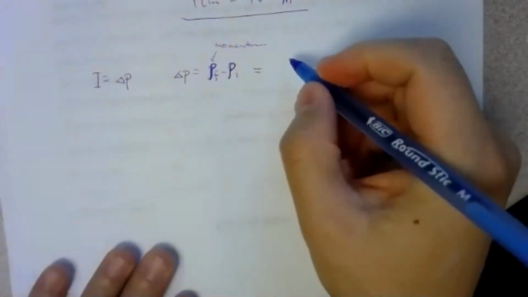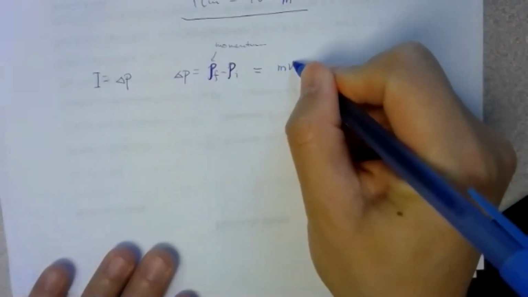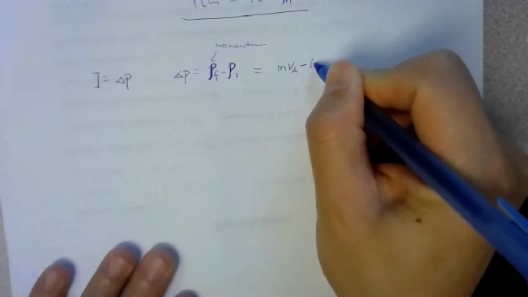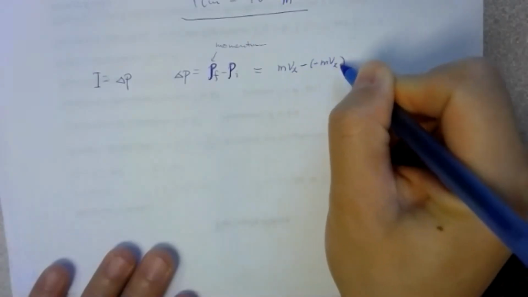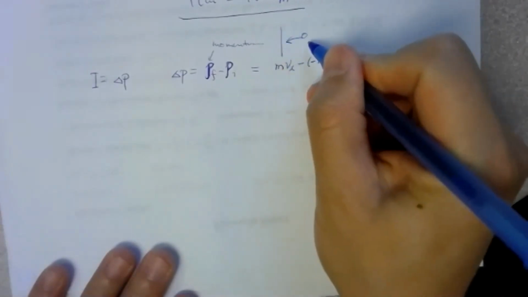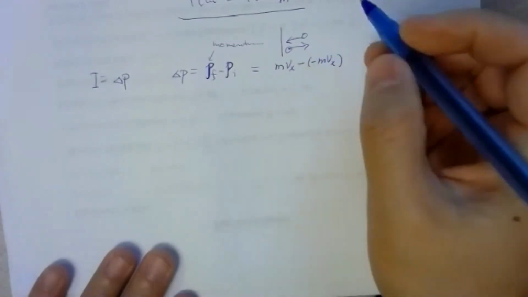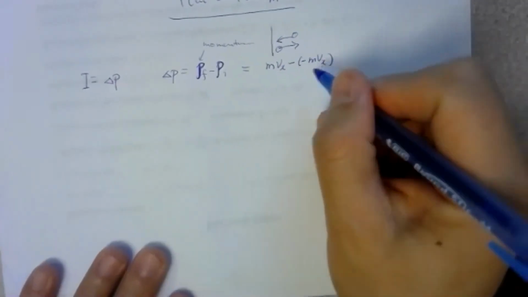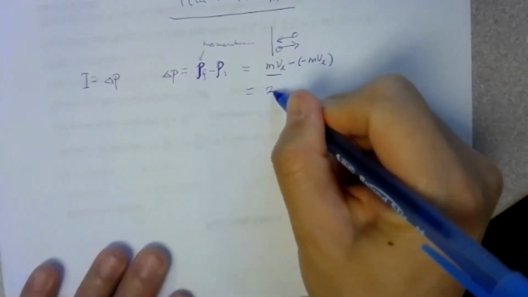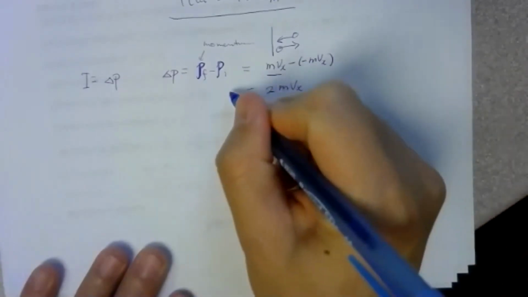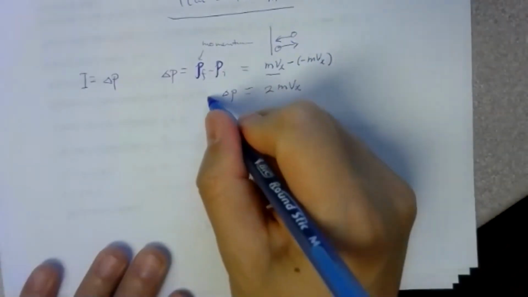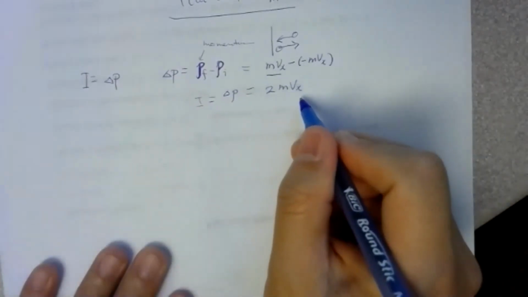If you have the PowerPoint slide with you, you can refer to the figure. So final is mvx minus initial, which is minus mvx, because initially the molecule is traveling to the left, hitting the wall and then bouncing back. So this is positive minus negative, so it becomes twice mvx. That's the change in momentum, or the impulse the wall receives.